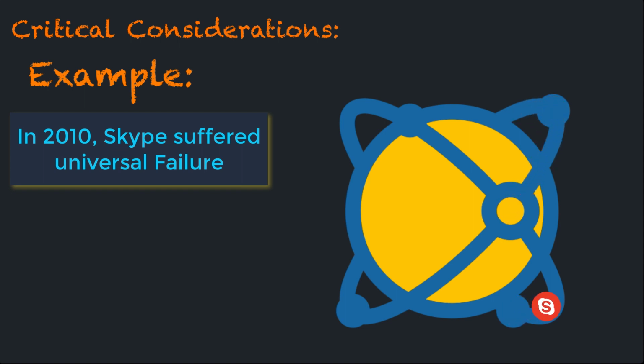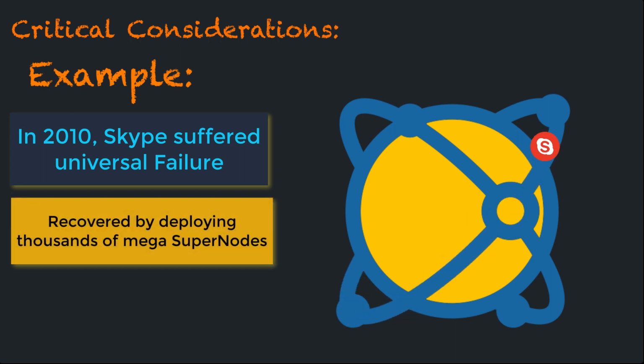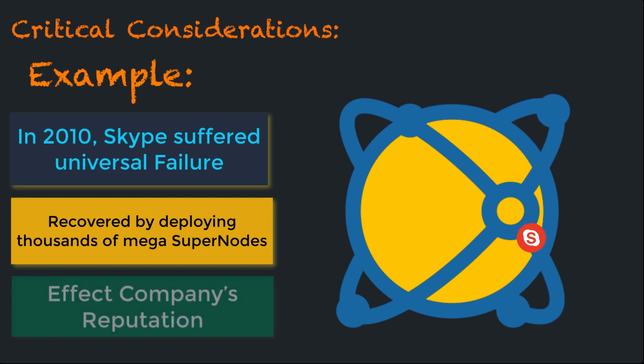The recovery process involved first setting up hundreds of new mega supernodes configured to deal with the increased traffic, and then following up with thousands more. Over the coming days, the network recovered. This incident caused a lot of embarrassment for Skype. Clearly, it also changed their focus to damage limitation for several days. Customers were forced to look for alternative solutions for voice calls, which was likely a market boon for competitors.